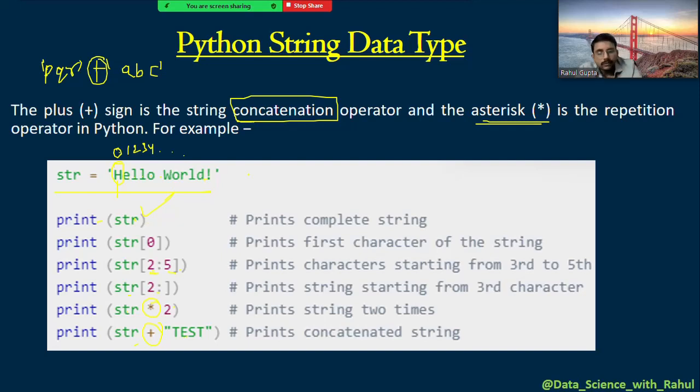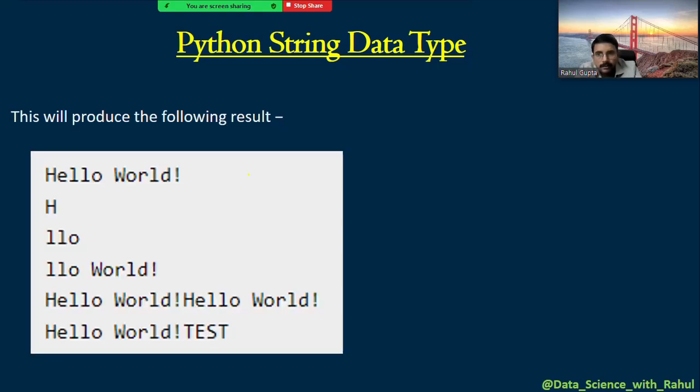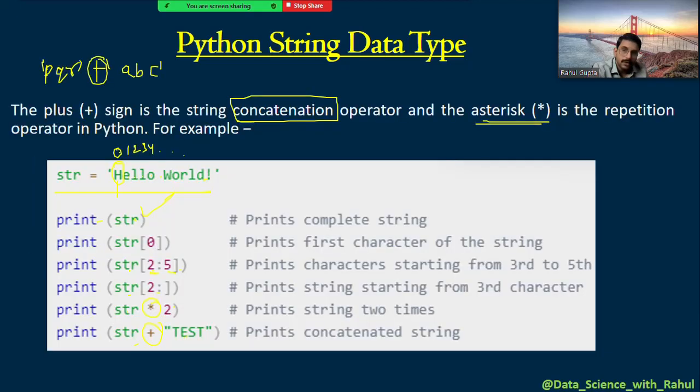Now let's see what the outcome comes. So this will produce this. I will get hello world. Then I will get an H. I will get LLO because it starts from 2 to 5. Remember, HE is not printed because this is 0, 1, 2, 3, 4. Where is the 5? 5 was the space. Space is also counted as one letter. Then we get hello world from 2 till end. Remember? So we get 2 till end.